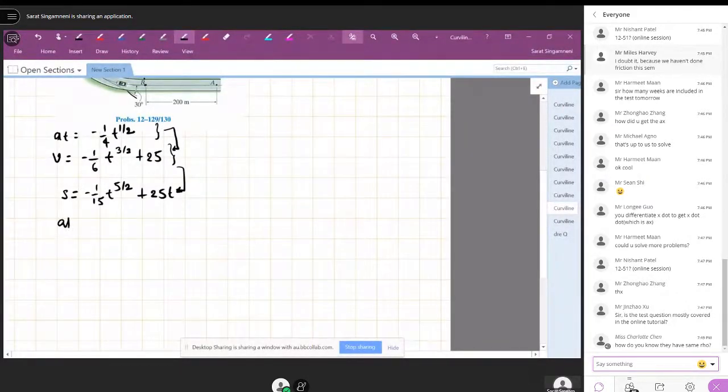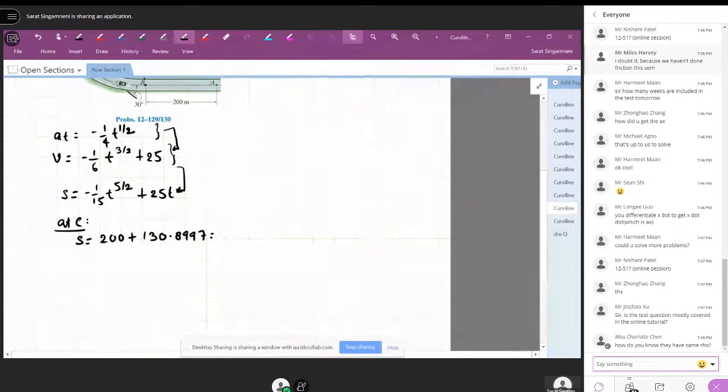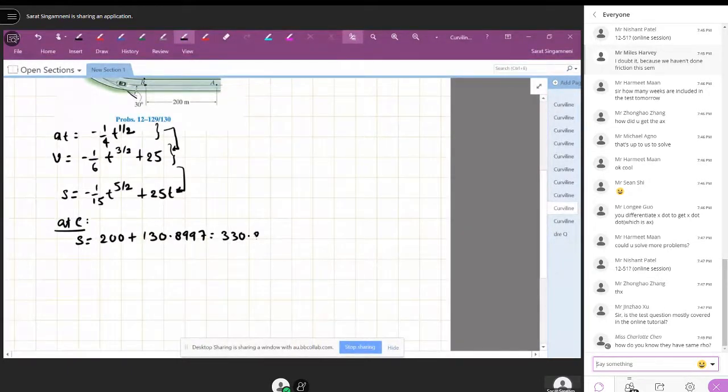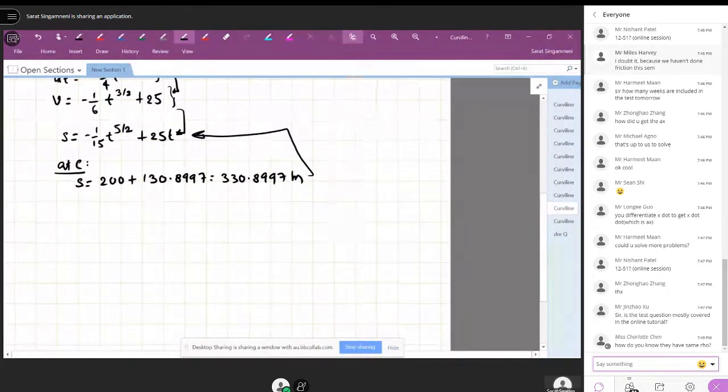Now at C, the total displacement is equal to the 200 meters from A to B plus the extra from B to C, which we just calculated, 130.8997. So the total displacement is 330.8997 meters. Now you need to use this in this equation to calculate what is the time. So that will give you this horrible expression, which is 330.8997 is equal to minus 1/15 t to the power 5/2 plus 25 t. Don't get a heart attack.